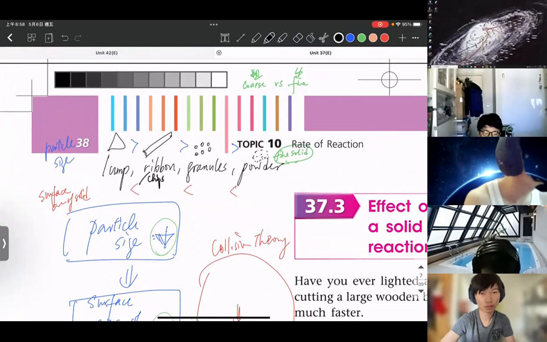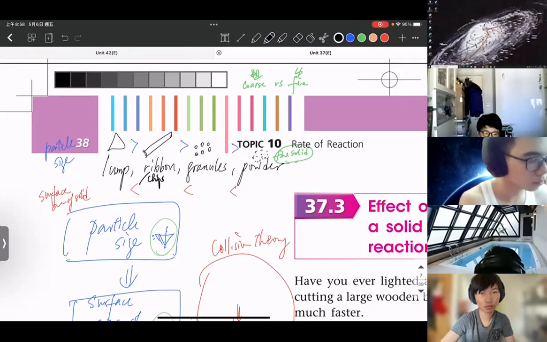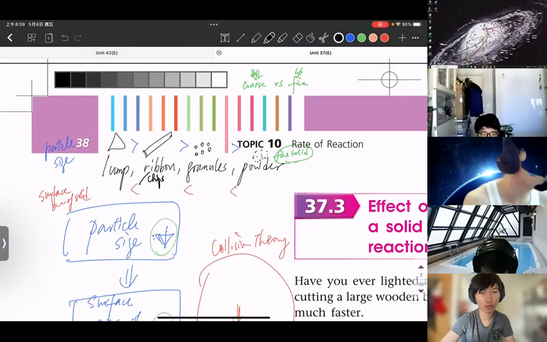But don't worry, I will not be so funny as to ask whether ribbon or chips have a larger surface area. It's too nonsense to ask. Don't argue, don't try to ask in case there is a question about ribbon and chips and which one has a larger surface area. No, I will not ask this. But of course I will ask lumps and chips, where I know which one has the larger or smaller particle size. For chips and granules, granules have a larger surface area. Do you understand? So chips are something like ribbon.